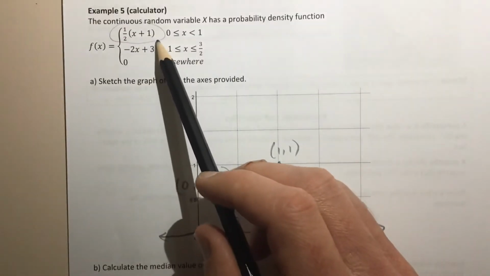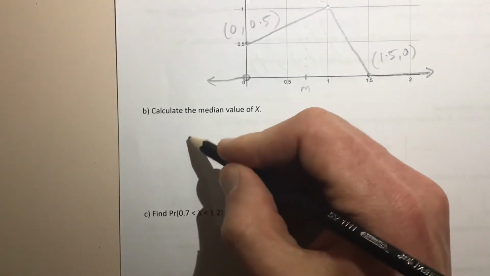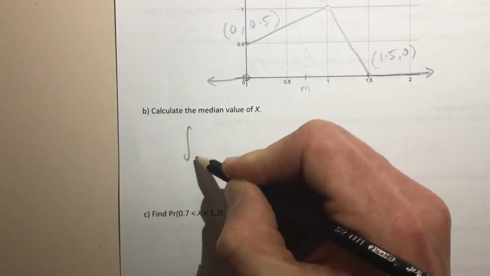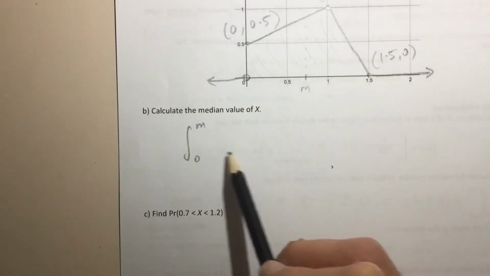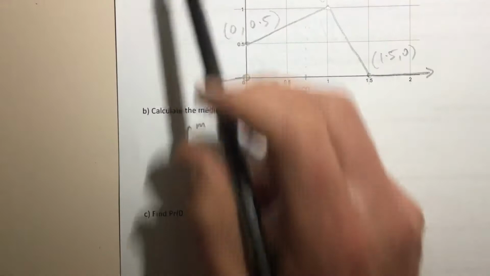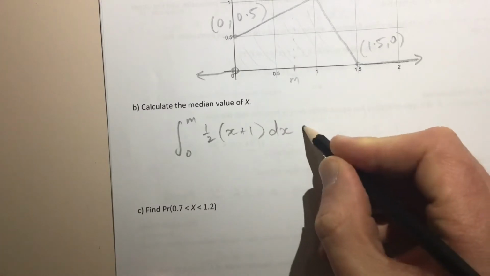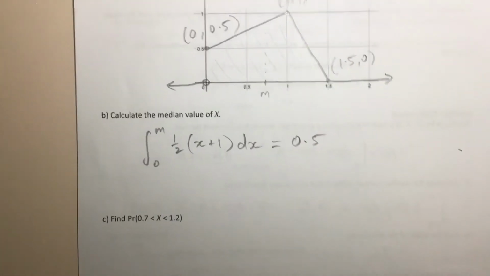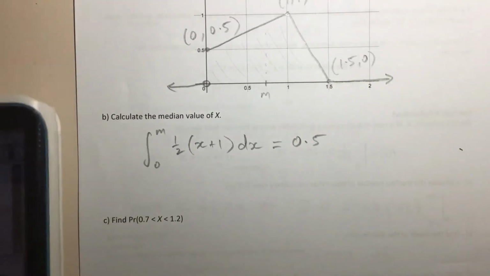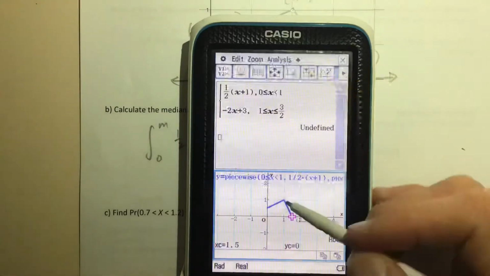When we're setting up our integral, the median would occur, so if I integrate from 0 to m, yes, I'm really integrating under the full function f of x, but the one we need to focus on is this one here. So the integral of 1/2 times x plus 1 with respect to x is equal to 0.5. Okay, and we can set that up and solve that for m, which we'll do here.